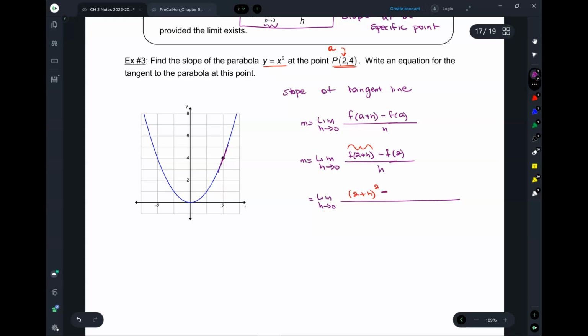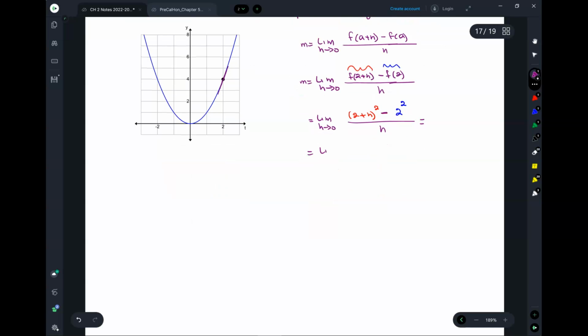Minus f of 2. Okay, so take a look here. Why would it not be f of 2 squared? Oh, because f of x is x squared. F of 2 plus h is this. Now I'm going to do minus f of 2, which is going to be 2 squared, all over h.